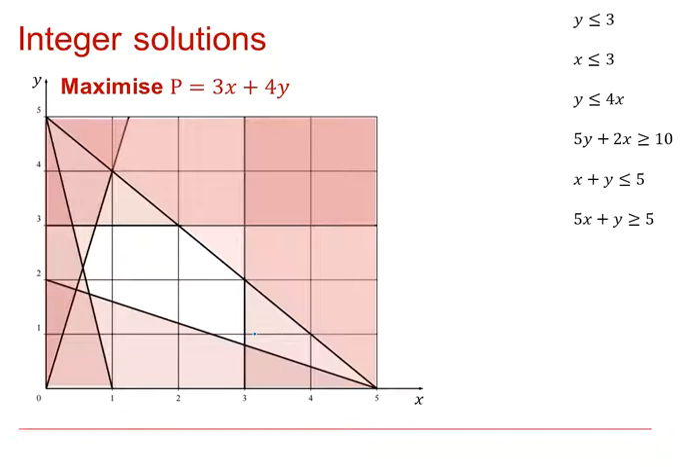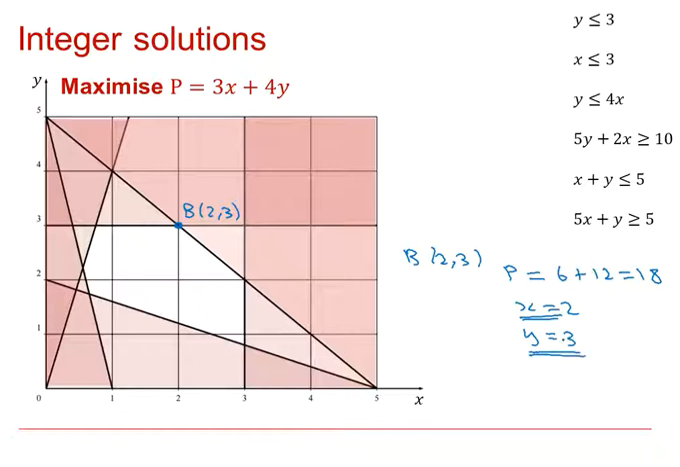So here we're trying to maximize P equals 3x plus 4y, and we need an integer solution. When we used our vertex method and our objective line, we got the solution B, which is at (2, 3). P max was 3 times the x coordinate and 4 times the y coordinate. P max was 18, when x was 2 and y was 3. And we can see clearly that x and y were integer solutions, and therefore that is still the optimum solution.